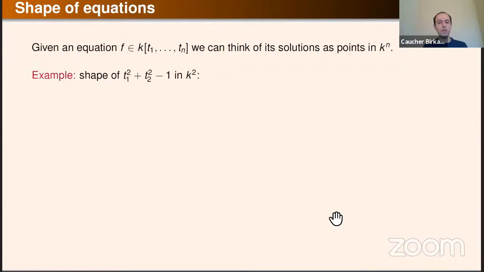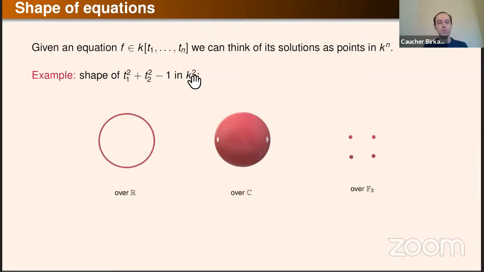And then you can ask the question, if you have an equation, what is the shape of this equation? So for example, the circle that I mentioned before, the shape of the circle, this equation t1 squared plus t2 squared minus 1 in K squared, it will look different if you work over different fields. It just depends on what K is. So over the real numbers, a circle would just look like a circle, what we know as a circle. But if you work over the complex numbers, you instead get a sphere, but with some points removed. If you work over finite fields, you get just finitely many points. For example, over F3, you get just these 4 points.